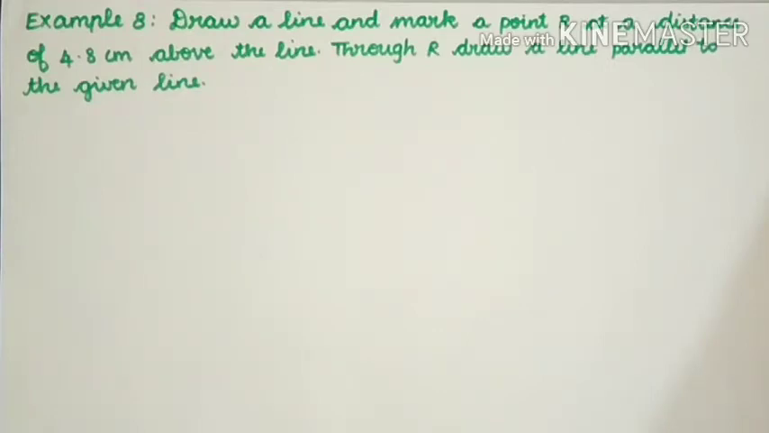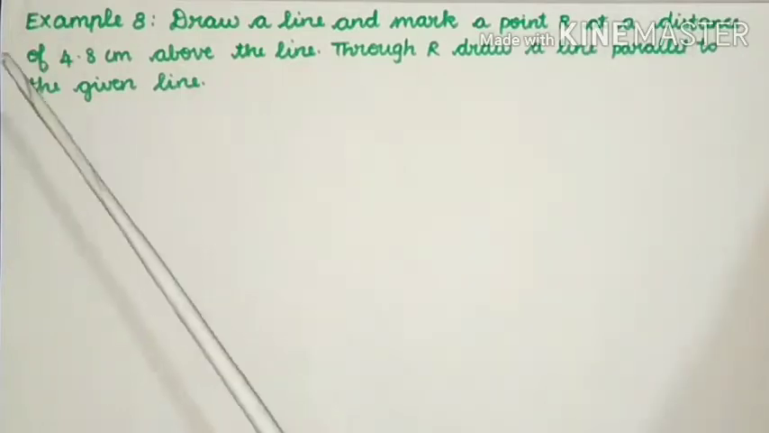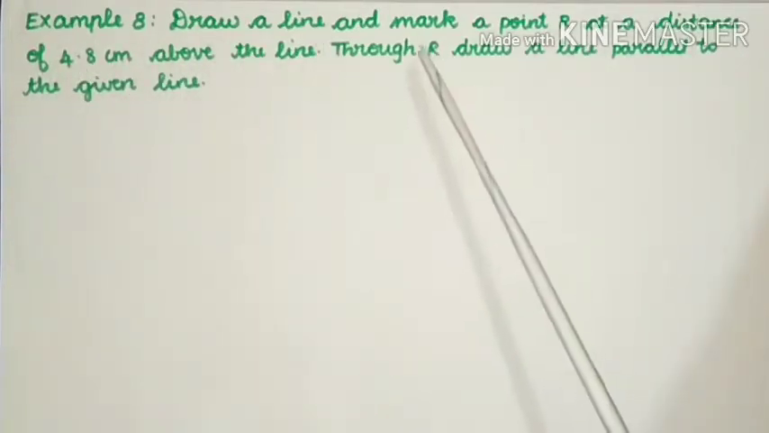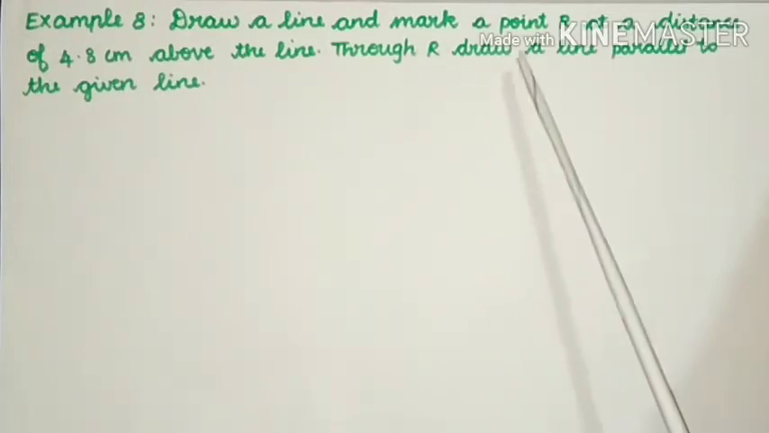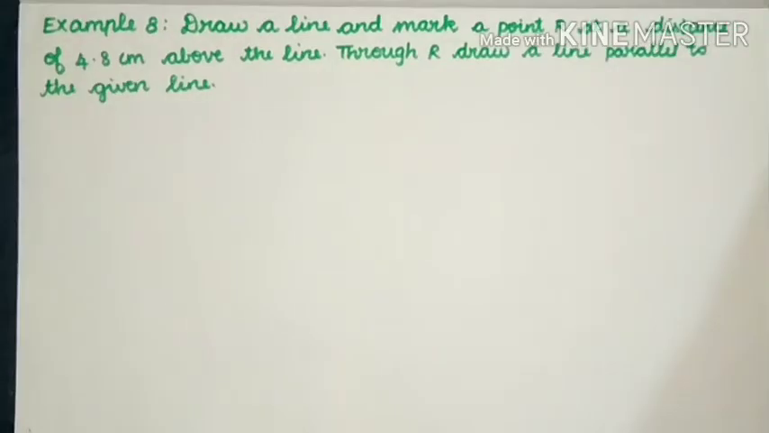Now let us see the construction of parallel lines using a ruler and a set square. Example 8. Draw a line and mark a point R at a distance of 4.8 cm above the line. Through R, draw a line parallel to the given line. In this, we are going to construct a parallel line.